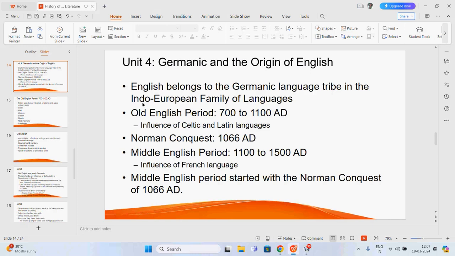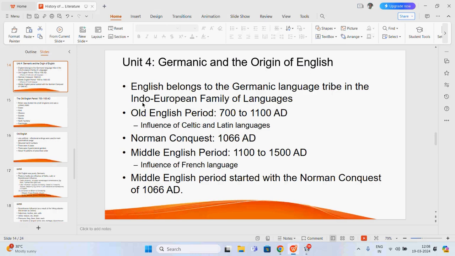In Unit 4, we talk about Germanic. In the previous slide, we told you how from the Germanic branch of the Indo-European languages, we have the origins of the English language. So we can say that English belongs to the Germanic language tribe in the Indo-European family of languages. What is the period that characterizes the Old English language? The period of Old English roughly runs from 700 to 1100 AD. During this period, we find a lot of influence of the Celtic and the Latin languages on Old English.